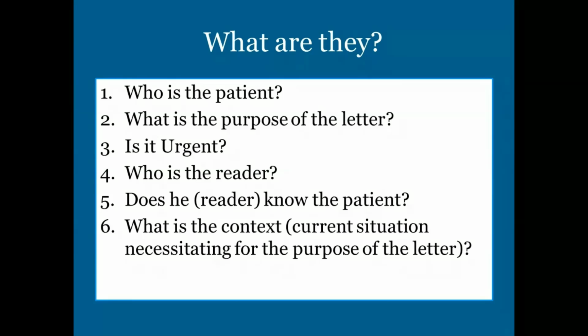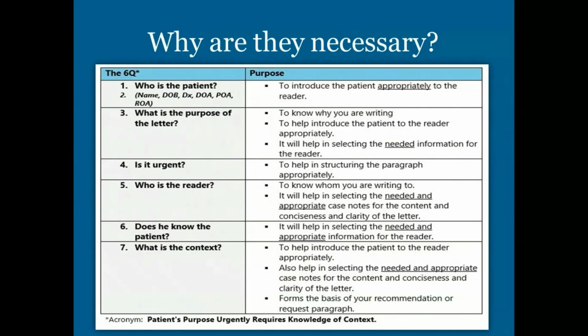Alright, let's move on. Why are these questions necessary? Why are they important? So who is the patient? We are going to look at the purposes of the 6 questions, the 6 skills. If you're defining who the patient is, it involves the name, date of birth or age, diagnosis, date of admission, place of admission, and then reason for admission. If the patient presented by himself, you can just be flexible: date of presentation, place of presentation, reason for presentation.